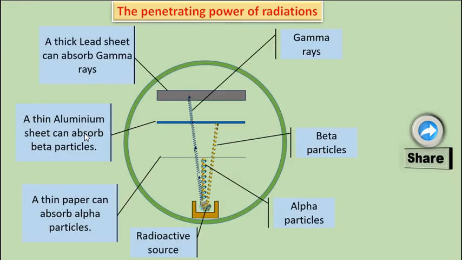So now, if you are asked to arrange these radiations according to increasing penetrating power, how will you arrange them? Which has the lowest penetrating power? Alpha particle, followed by beta particle. The highest is what? Gamma radiation. In the decreasing order, it should be gamma first, beta second, and alpha particle third. Please take note of that.